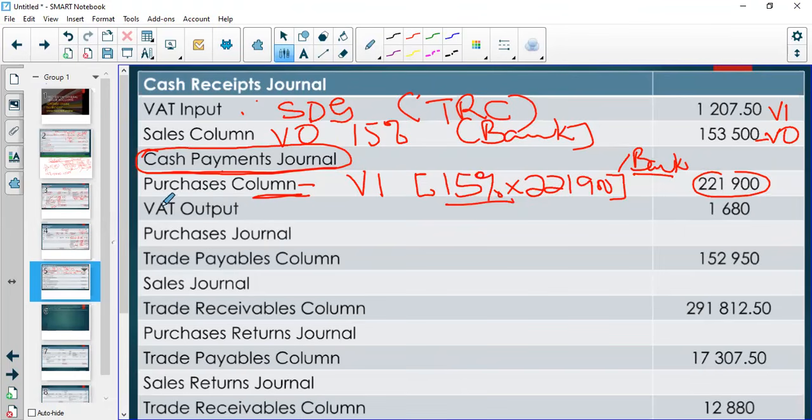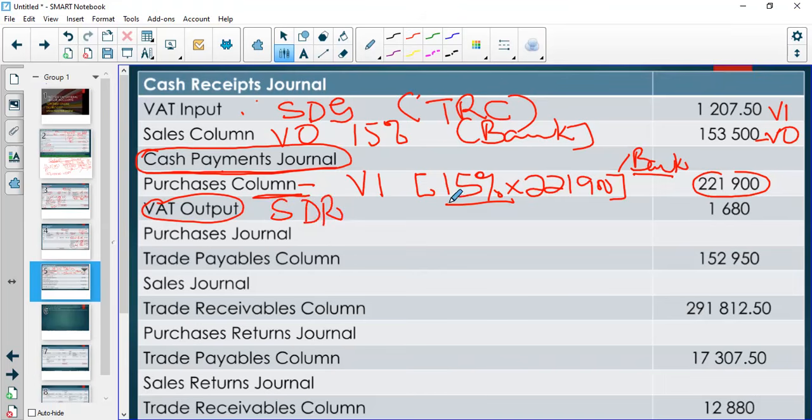Then under the cash payments journal, we received a benefit because VAT output pertains to the benefits that we received, for which we are being charged by SARS to pay over to SARS, right? We have to levy VAT output to the customer. So this is coming from settlement discount received.